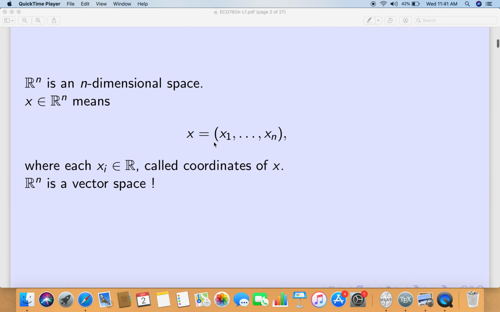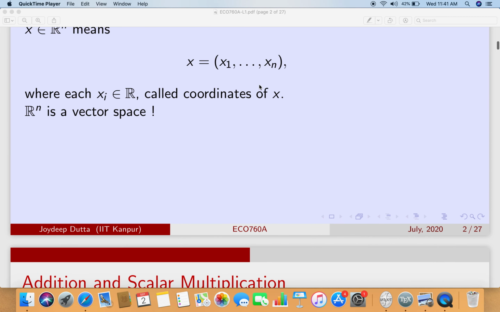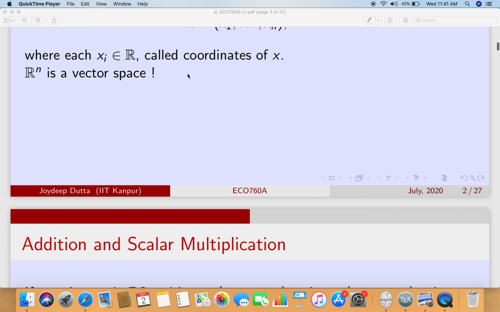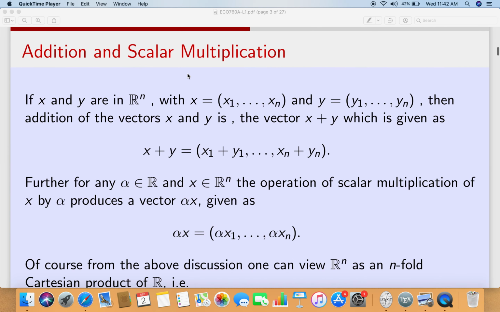For example, here you have written the coordinates x1, x2, xn. These are ordered. For example, if I switch the positions of xn and x1, that is, now x1 takes the nth position and xn takes the first position, then this vector is very different because the direction will change. Just play this game in two dimensions. (x, y) and (y, x) are two different vectors.